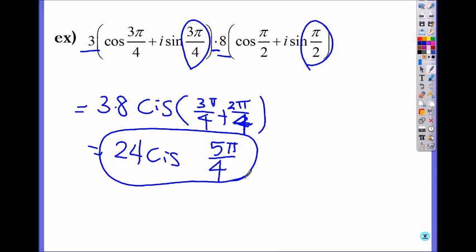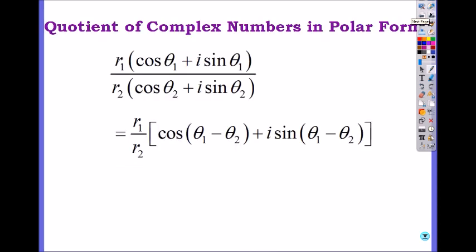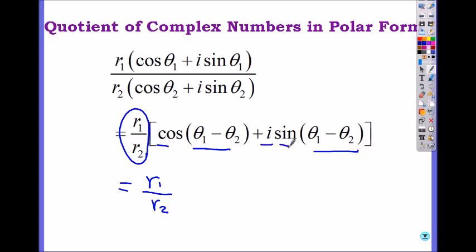Okay? What if you divide? Then it's division for the radii. And what do you do with the thetas? You subtract. So if you write it as a cis, it is r1 over r2 (cosine plus i sine), cis of what? The first theta minus whatever you divide it by. You subtract it. Okay?